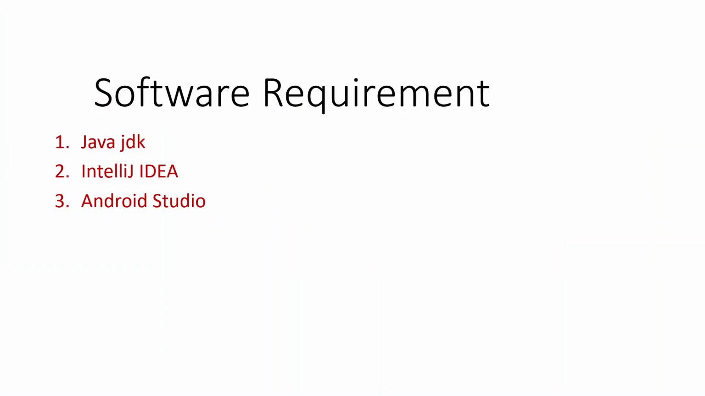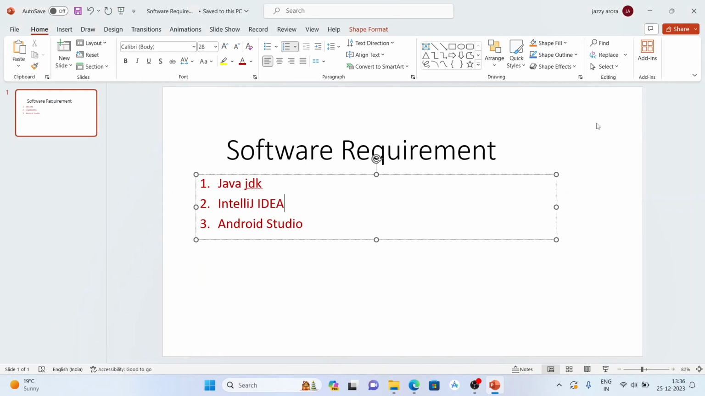Before developing an Android application, we need three software. First we download the Java JDK SE edition. After that we will download IntelliJ IDEA. Then we download the Android Studio. Let's open up the Google Chrome browser.